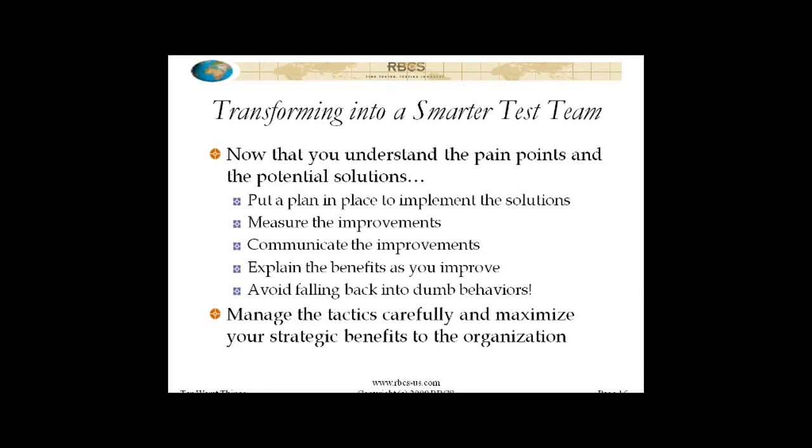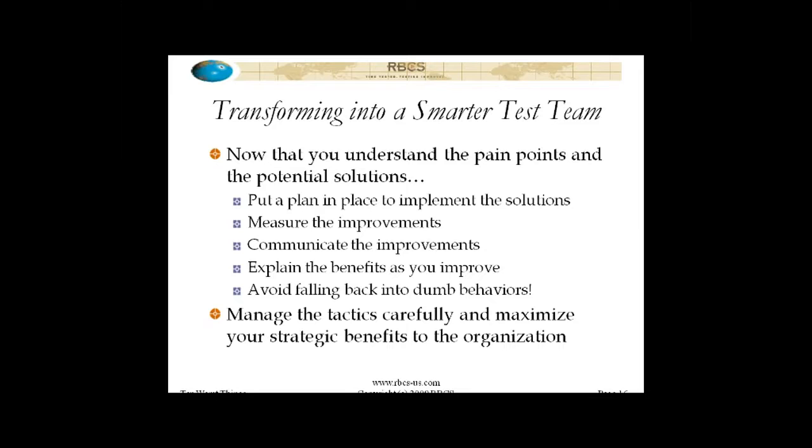Okay, so at the end of this whole process, you understand the pain points, you understand potential solutions. What do you do? Well, put a plan in place to implement solutions. Make sure, as I said, to measure your improvements. Have your KPIs, your key process indicators that are telling you whether the process is improving and whether you're hitting your targets. Make sure you communicate the improvements and explain the benefits as you improve. Market your test team. Sell your test team. And finally, of course, avoid falling back into dumb behaviors. It's really easy to implement temporary improvements, then after a while people get lackadaisical and then start backsliding.